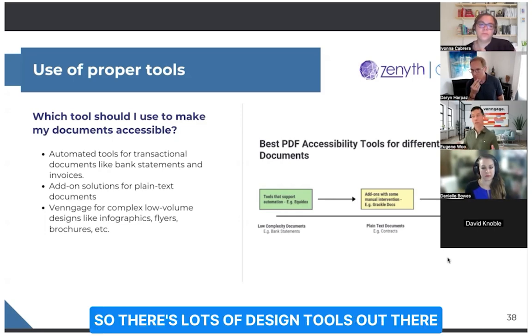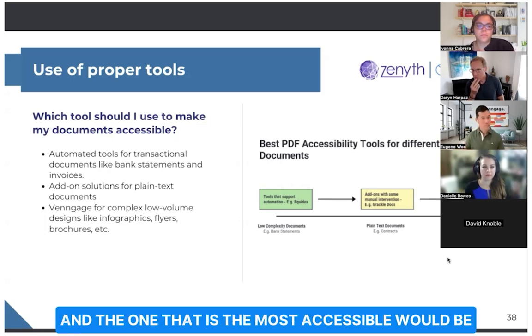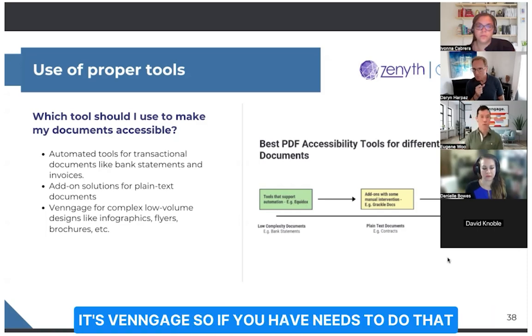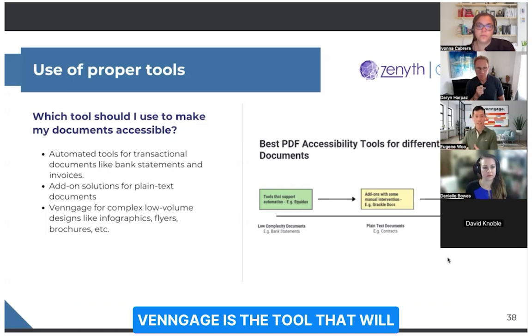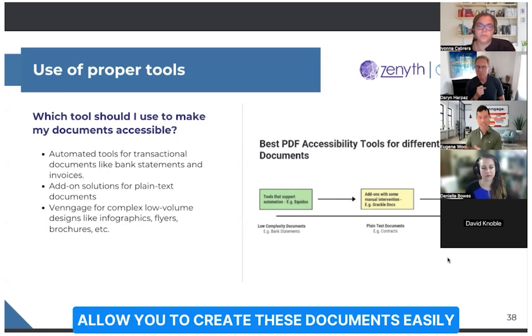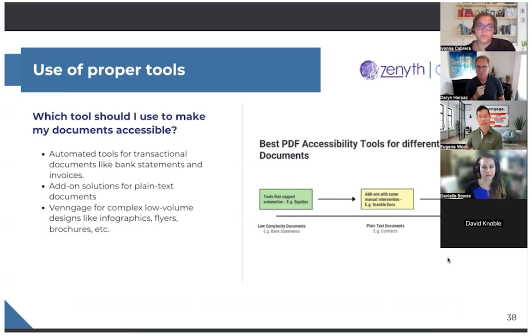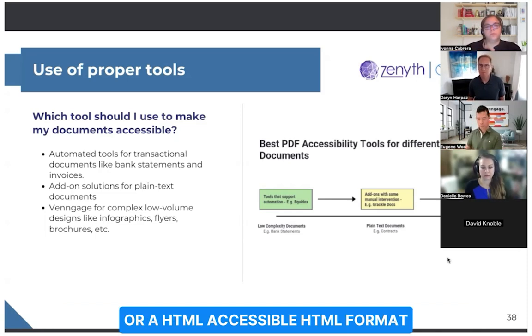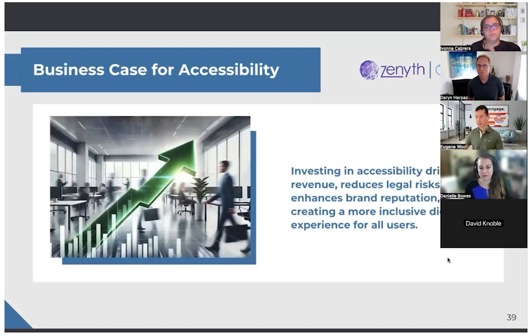So there's lots of design tools out there, and the one that is the most accessible, a simple to use design tool, is something like Venngage. So if you have needs to do that, Venngage is the tool that will allow you to create these documents easily and export them in an accessible PDF format or accessible HTML format.